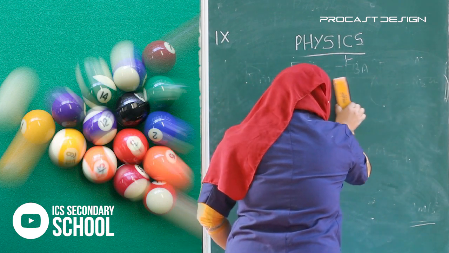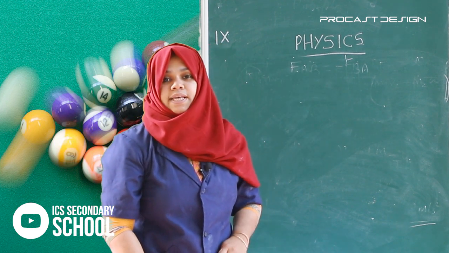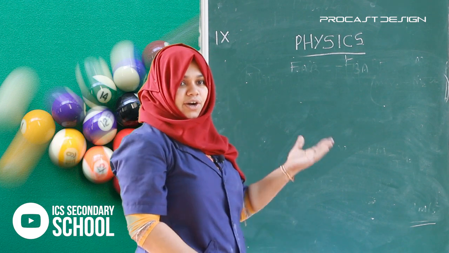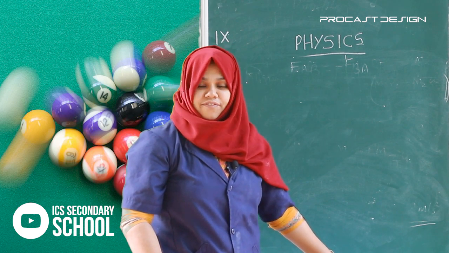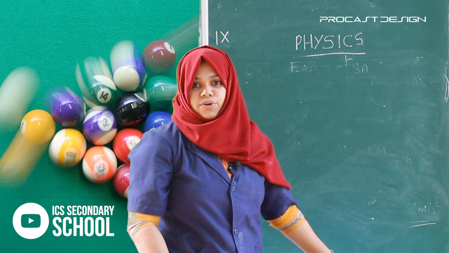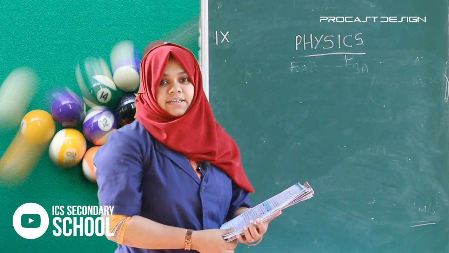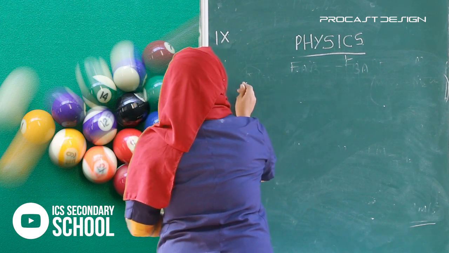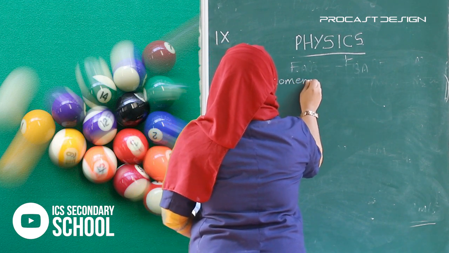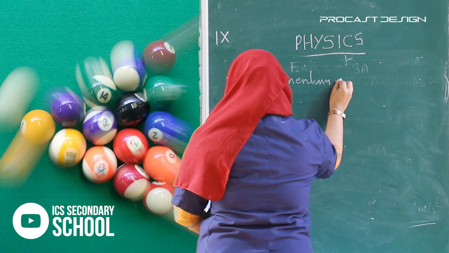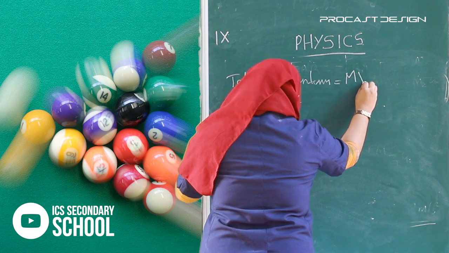Total momentum before firing. There is no motion here, so we can write 0. Then total momentum after firing. We know that it is m1 v1 plus m2 v2. After firing, here capital M, capital V.